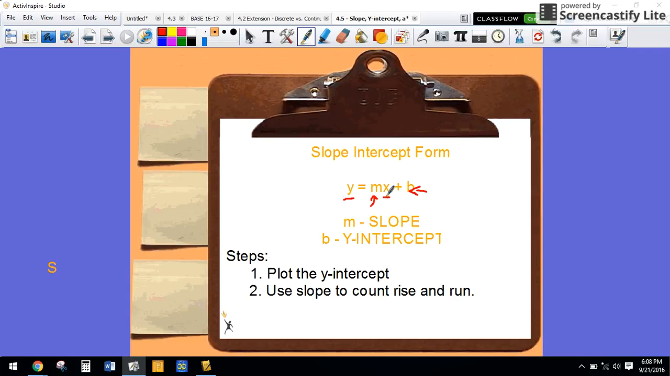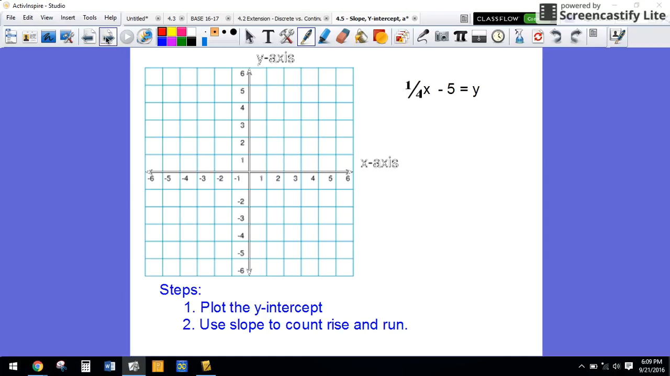Now, in order to graph using slope-intercept form, we follow these steps. The first thing you're going to do is plot your y-intercept, so your b. And the second thing you're going to do is use your slope to count your rise and run. Now, we've already learned how to calculate slope on a previous day. And we talked about that you should leave your slopes in fraction form so that we know how much to rise and how much to run. After today, you guys are going to be looking at me asking, why did I ever make you graph any other way? So here we have an example.